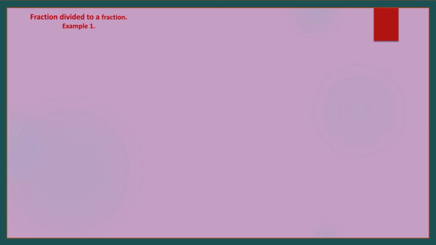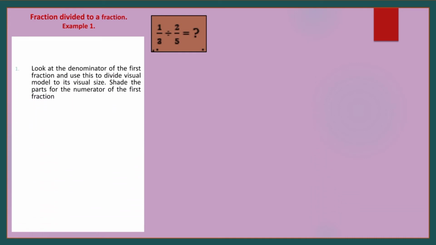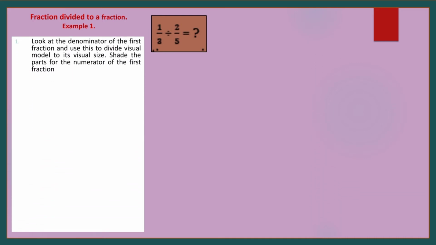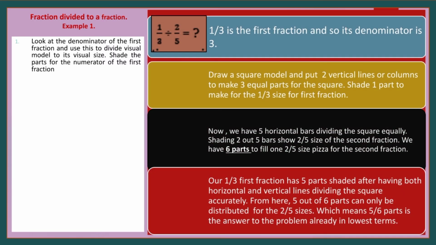Fraction divided by a fraction, example number 1. 1/3 divided by 2/5 equals what? First, look at the denominator of the first fraction and use this to divide the visual model into its visual size. Shade the parts for the numerator of the first fraction.